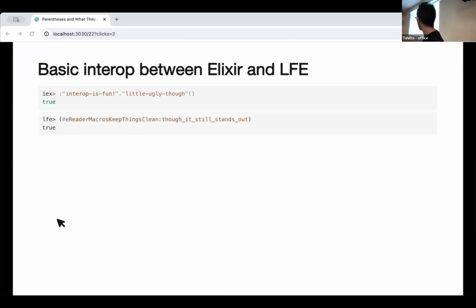In LFE, we have a convenient reader macro that means that we don't have to type the Elixir every time. We do still have to put an E in front of it, but we can have our module names be capital, no problem. And we can have our functions have underscores, no problem. Works just fine.